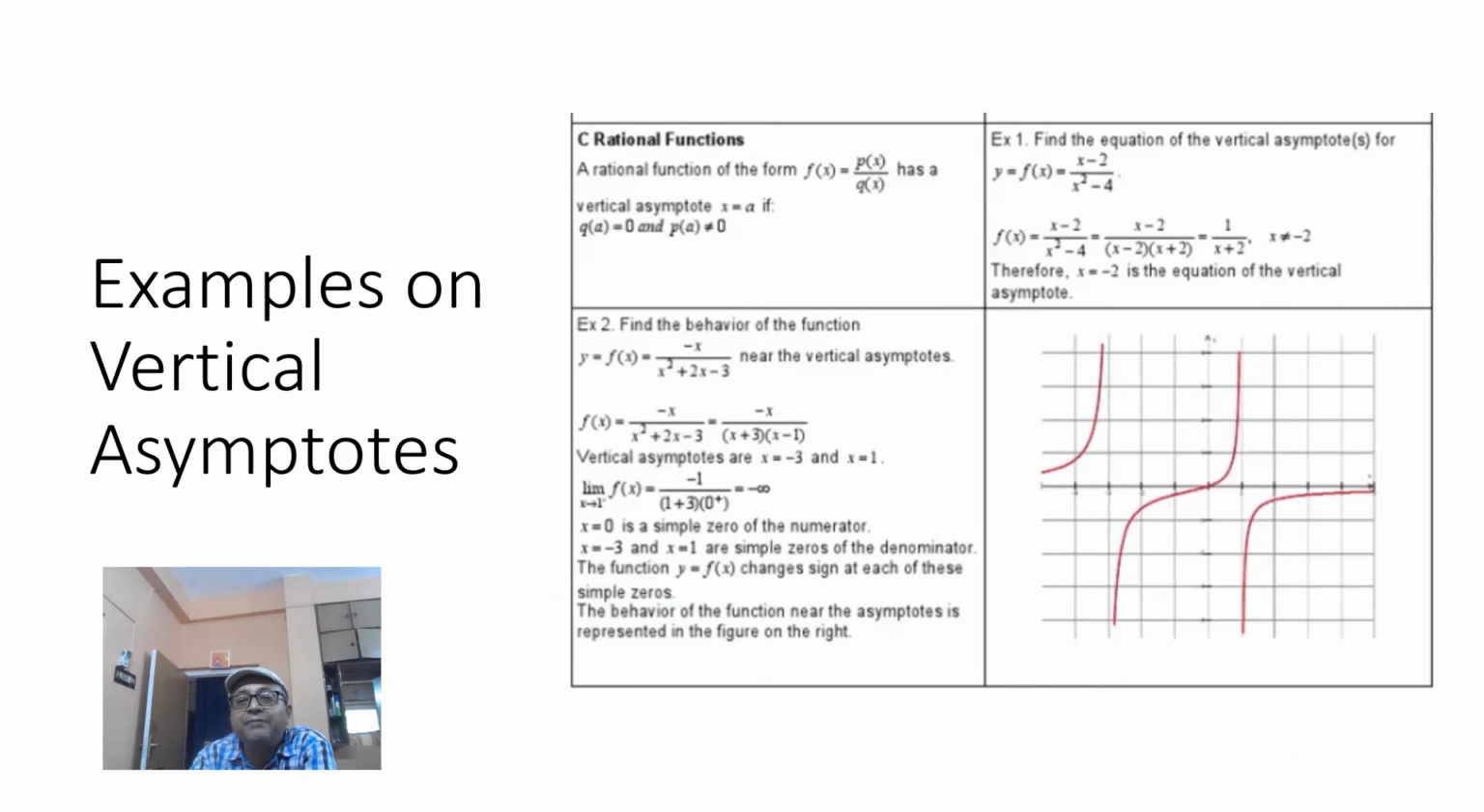For this one, what will happen? Remember, while finding the asymptote of a rational function, the common factor you have to cancel. If you cancel the common factor here, what remains is f(x) equal to 1 by x plus 2, for x not equal to minus 2. If you put x tending to minus 2, f(x) is tending to infinity, so x equal to minus 2 is the equation of the vertical asymptote.